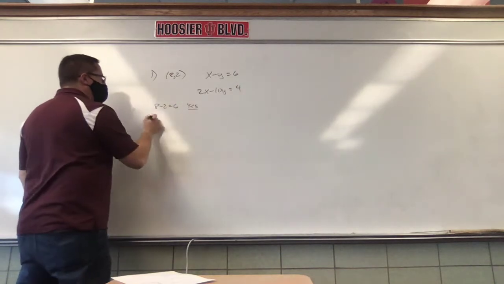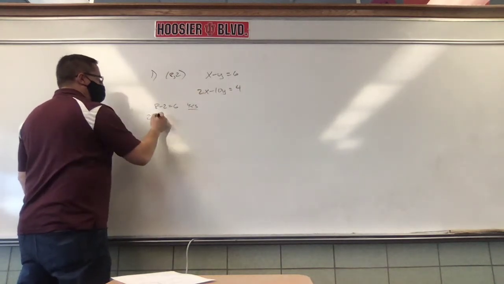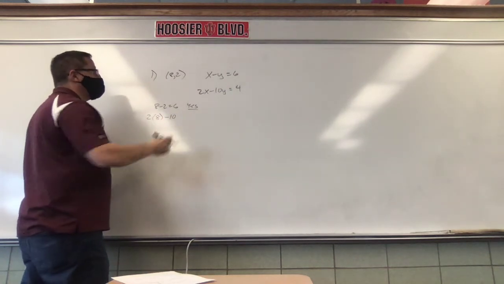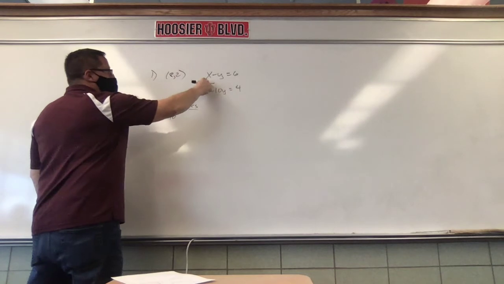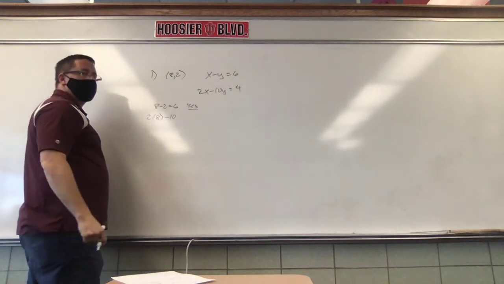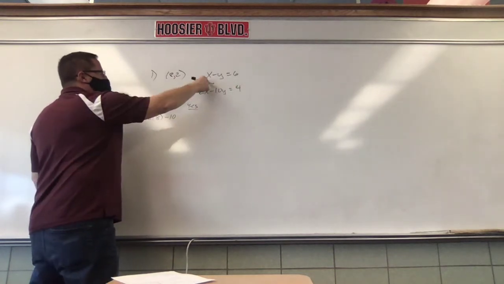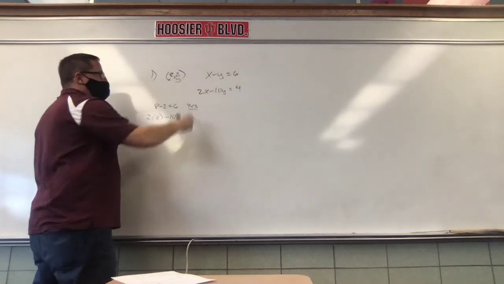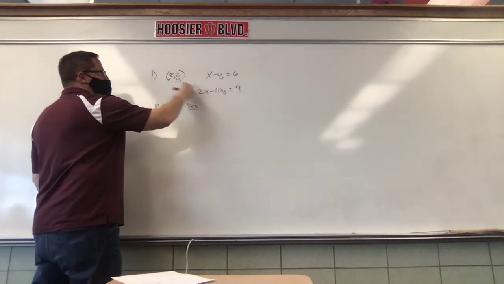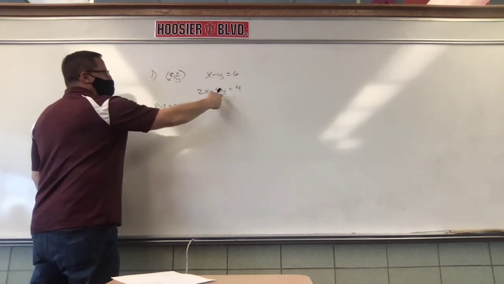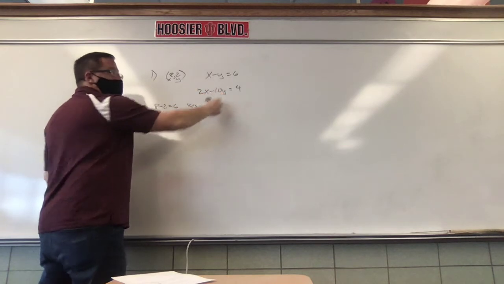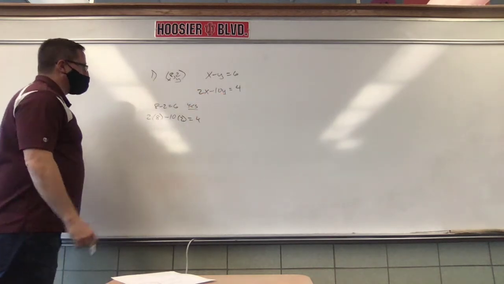So 2 times what? What's the x value? 8. You plugged in 8 and 2, so we made x 8. This is the x, this is the y. And 8 minus 2 is 6. That's true. Now the same here. 2 times what's the x value? 8. Minus 10 times what's the y value? 2. Equals 4. We're just plugging in 8 and 2 here. That's all we're doing.